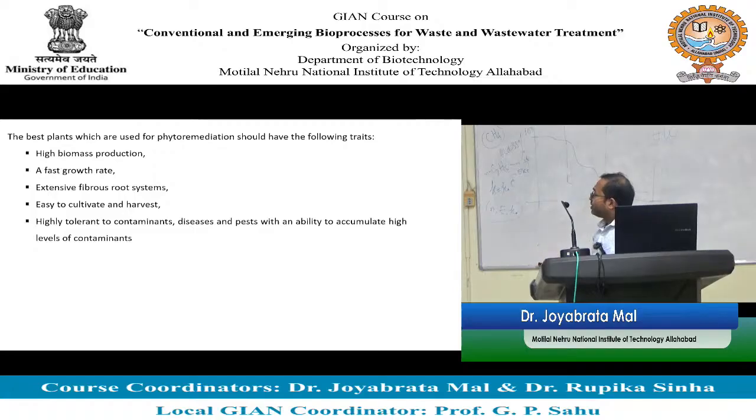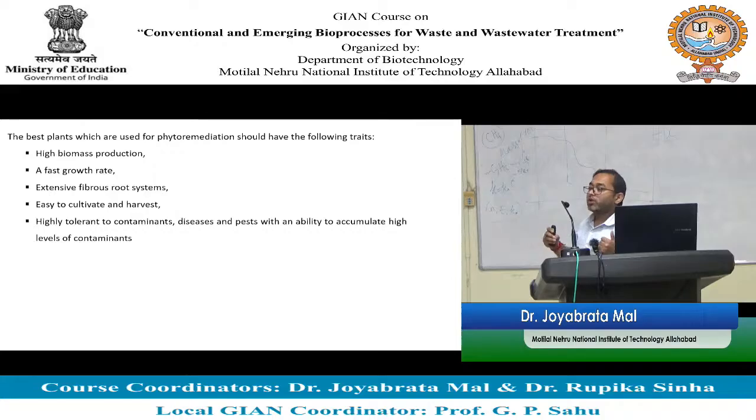Same way for plants. So these are the properties: fast growth rate, high biomass production, because the higher the biomass production, the better the accumulation. Okay, extensive fibrous root system. So what is that? How will the plant uptake it? They will uptake the metal or organic contaminant through the root system, isn't it?